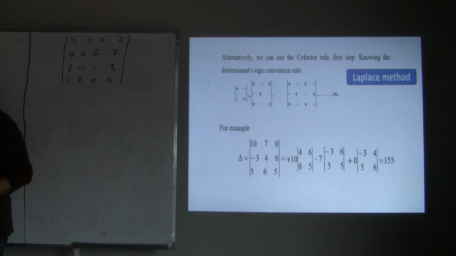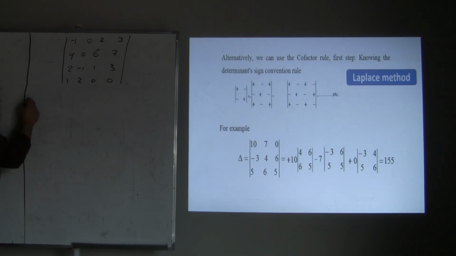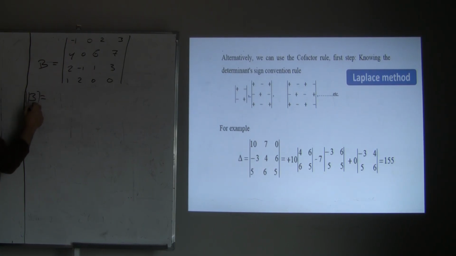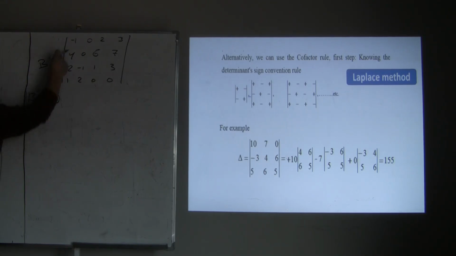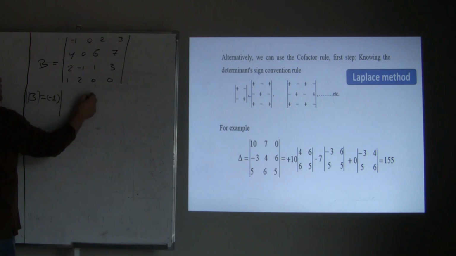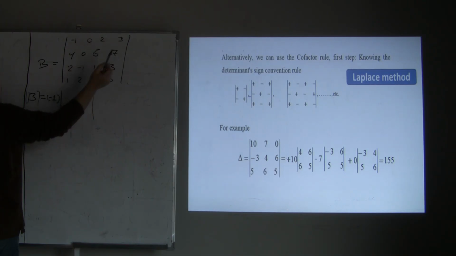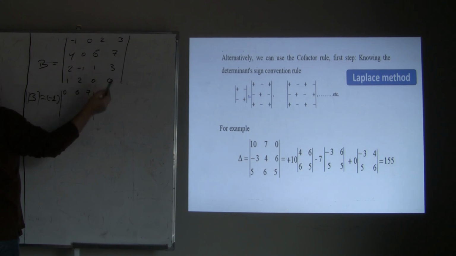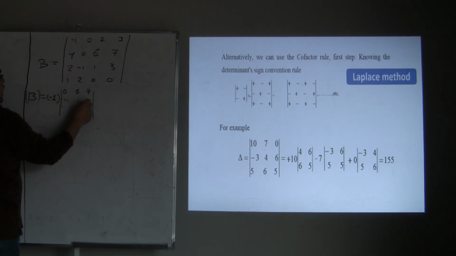I will start with the first row first to show you. Okay? I will start with negative 1. So if this is B, the determinant of B is going to equal negative 1, which is the element negative 1. The sign is positive, so it will remain as it is. I will eliminate the row and the column. Can you write me the 3 by 3 determinant? 0, 6, 7, and negative 1, 1, and 3, and 2, and double 0.